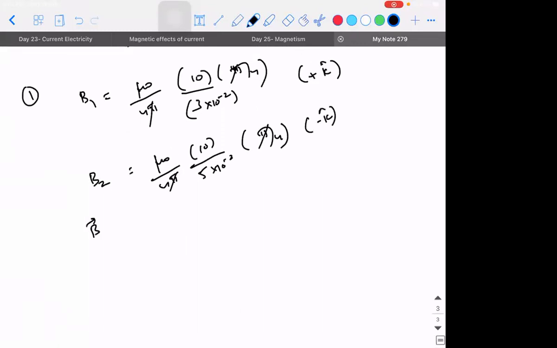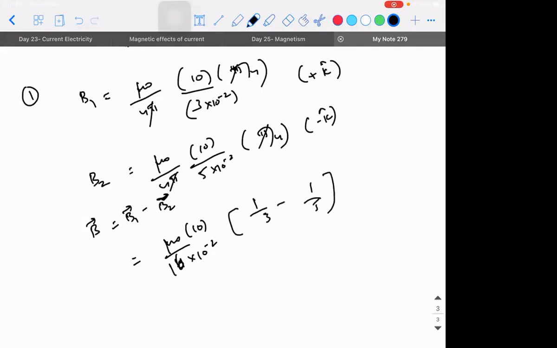So the net magnetic field will get subtracted, B1 vector minus B2 vector. Obviously the one which is closer will contribute more. So B1 minus B2 is the right answer. So mu naught by 4 into 10, taking everything common, into 10 power minus 2, actually mu naught by 16 will come, into 1 by 3 minus 1 by 5, correct?